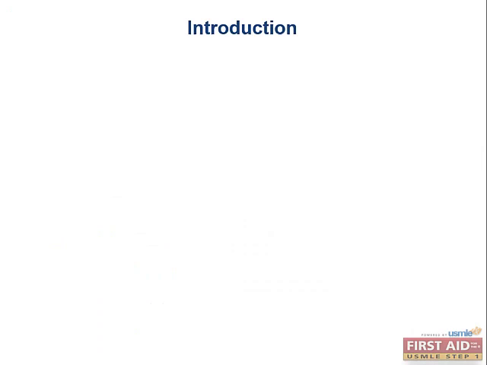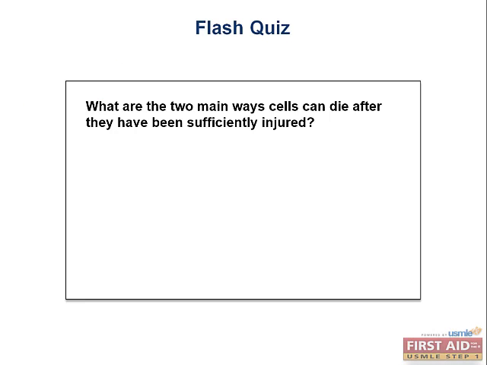Okay, so basically, here's an overview of what we'll talk about in this section. So, cell injury, inflammation, and neoplasia. So really only three things. We'll start off with talking about cell injury. We'll start off with a flash quiz.